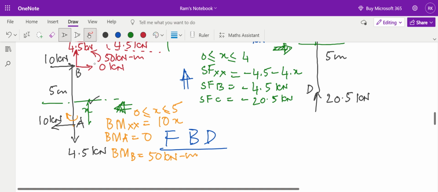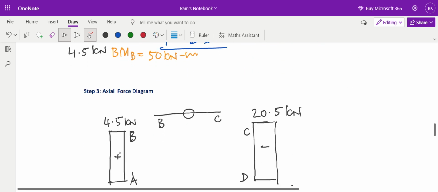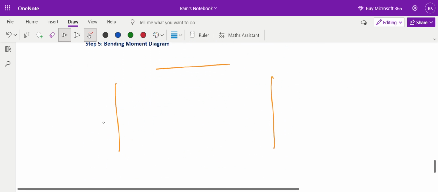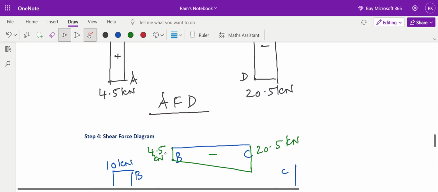Now my friends, look at this 50 kilonewton meter acting to the right of the section anti-clockwise. Right anti-clockwise is positive. Our value from the equation is also positive. So 0 at A and 50 at B, this 50 kilonewton meter is the positive bending moment at B. And now how to connect these 2 points?